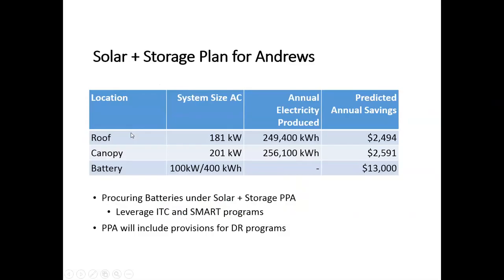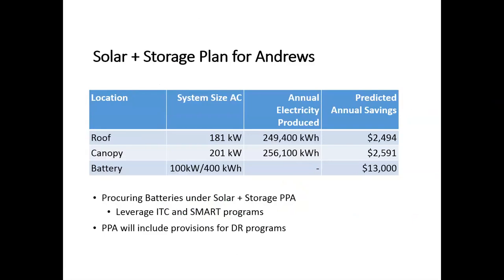And if you want to flip, I just wanted to give, this is what we're predicting we can save annually on the solar systems versus what we think we can earn with the battery in the current programs, without even the new battery program that he talked about.